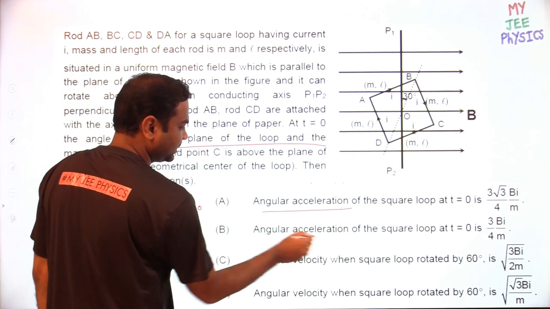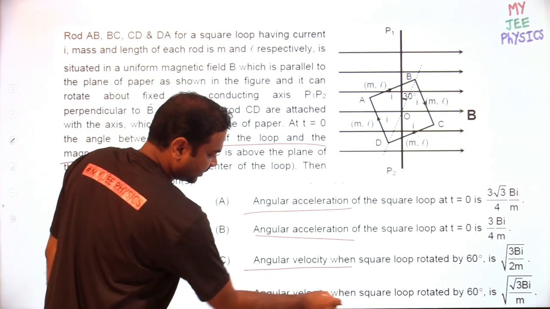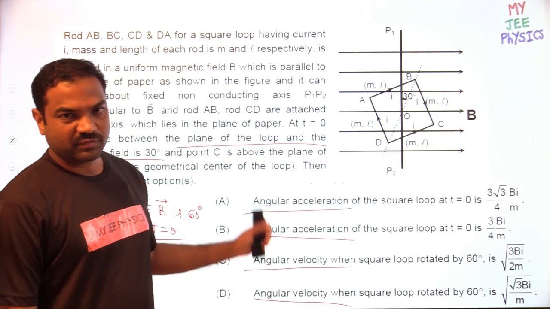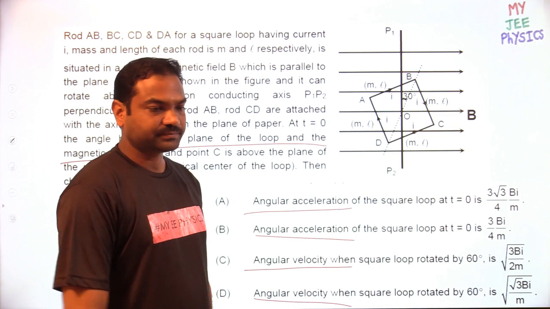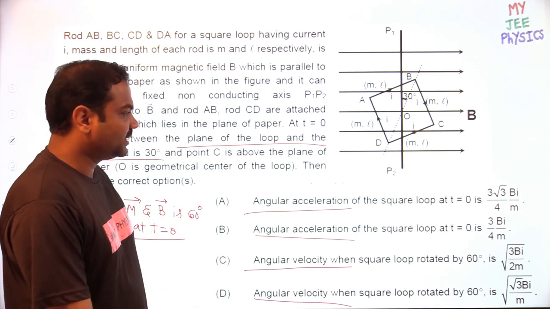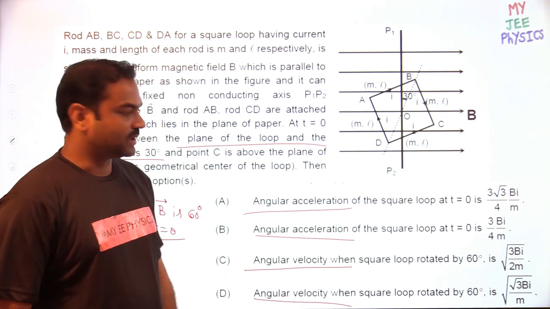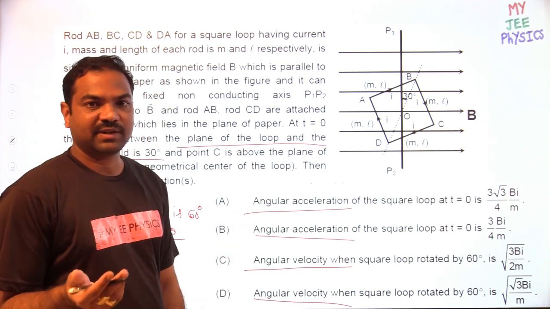One is angular acceleration. The options are talking about angular acceleration and about angular velocity. Maybe 2 options will be correct, but we cannot say that yet. Ultimately we have to find out 2 things: one is angular acceleration, the other is angular velocity. To find the angular acceleration we require the torque.